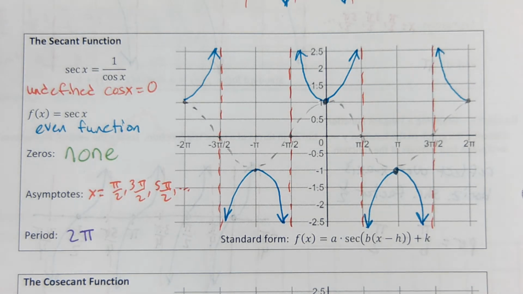Yes, Alex? If I shift up enough, will I have zeros or no? Well, yeah, the parent function has no zeros, but if you do shift it up or shift it down by 1, now it has zeros, but that just is a product of you shifting.